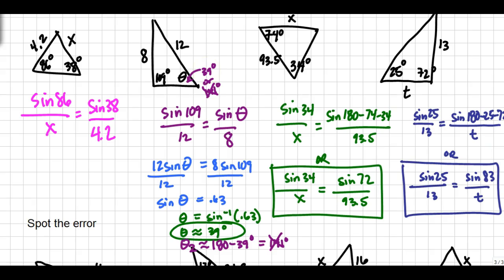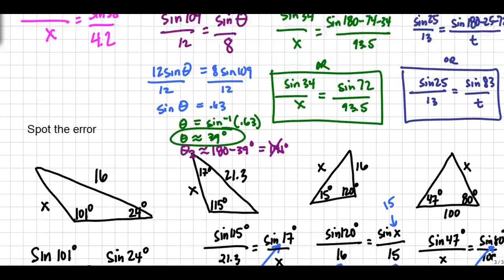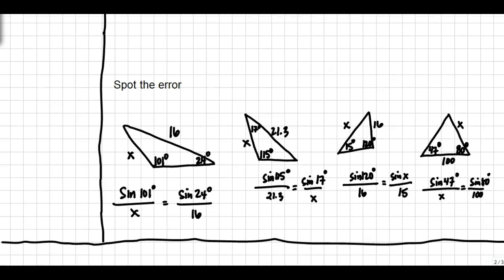The next thing that I'd like you to try, after you've solved the remaining 3 problems for the missing side, I want you to try these 4 problems where you spot the error. So go ahead and give these 4 a try. There's a mistake or 2 or 3 made in each of these. Go ahead and correct the problem. Pause the video and give that a try.